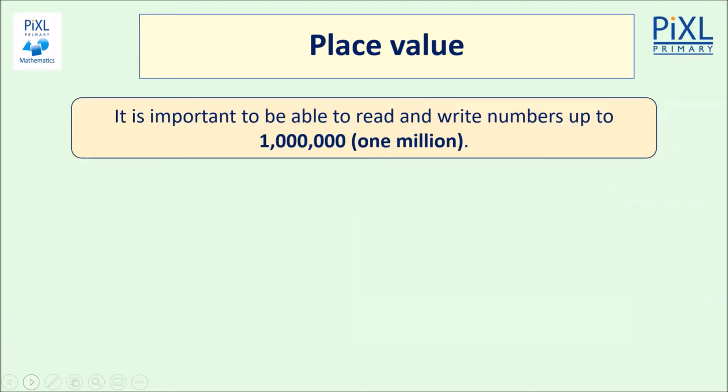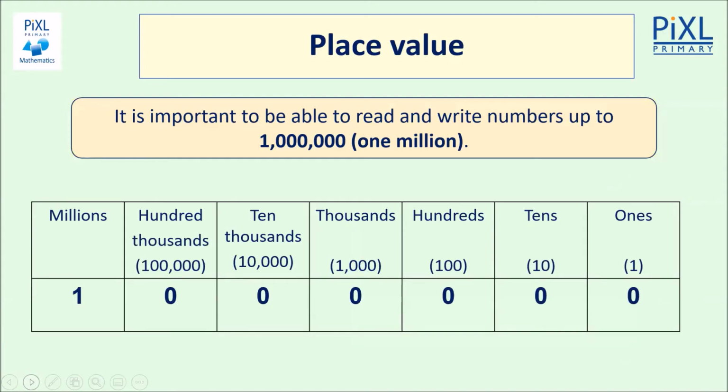It's important to be able to read and write numbers up to 1 million. This is what I'd like you to do to help you today. Here is a place value grid up to 1 million. And to help you, I'd really like you to copy it onto a bit of paper so you can use it for reference throughout today's lesson. So off you go and pause the video here. Excellent. If you ever get stuck, look back at your place value grid and it should help you out.